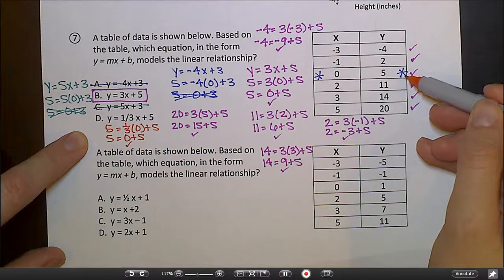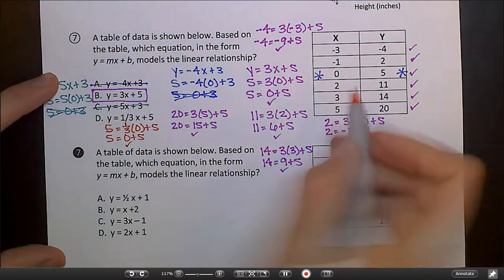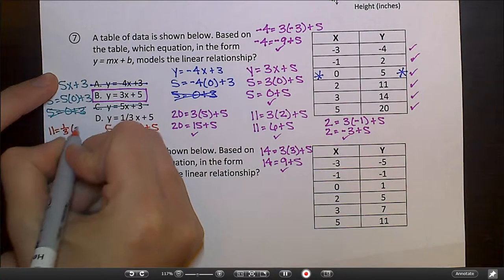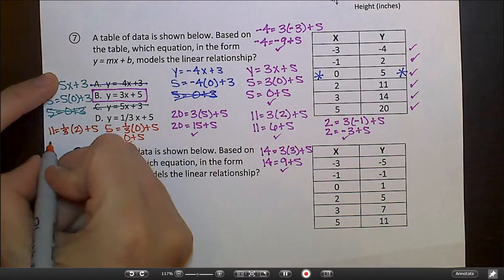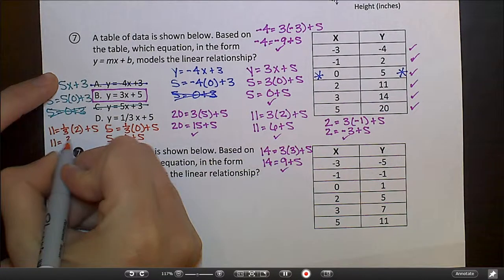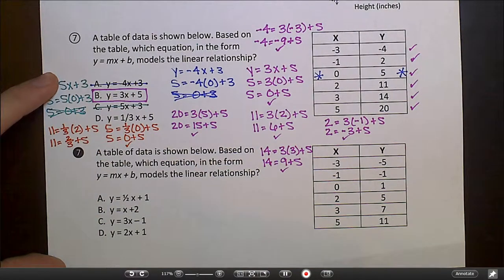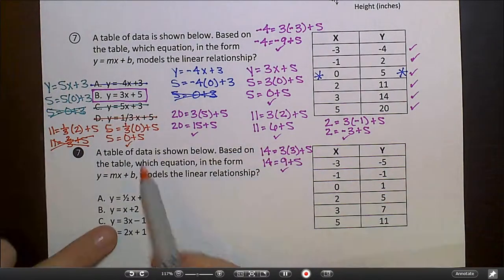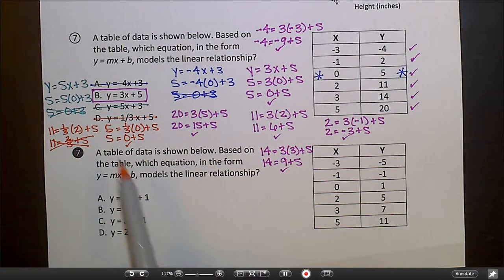Let's test another one. Better double check. So let's do 11 and 2. 11 equals 1/3 of 2 plus 5. Well, 1/3 times 2 is 2/3, or 0.66, plus 5, and that is not going to give me 11. That'll give me 5 and 66/100. So notice how it worked for this pair, but then when I started testing others, it didn't work.